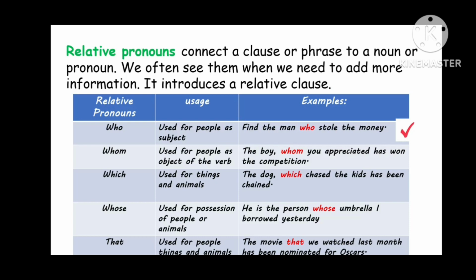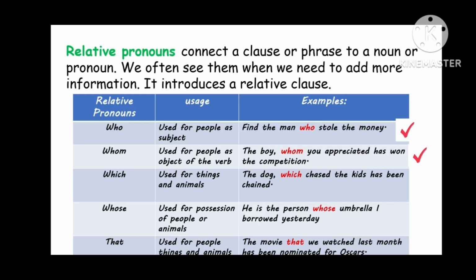Who is used for people when they are used as subject. Find the man. Which man? Who stole the money? Whom is used for people as object of the verb. The boy whom you appreciated has won the competition. Whom you appreciated. So, whom is relative pronoun.